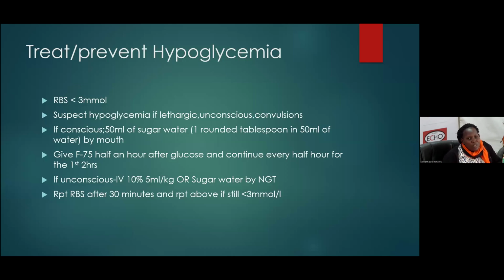This F75 normally should happen after you've given glucose, and then you continue every half an hour for the first 2 hours. In case your child comes in unconscious or convulsing, you're going to give them IV dextrose 10% at 5 mils per kg. If you cannot access IV at that point in time, please insert an NG tube and give them the sugar water, which is 50 mils by NG tube, okay? Repeat the random blood sugar measurement after 30 minutes, and if it is still less than 3 millimoles, you're going to have to repeat the entire process.